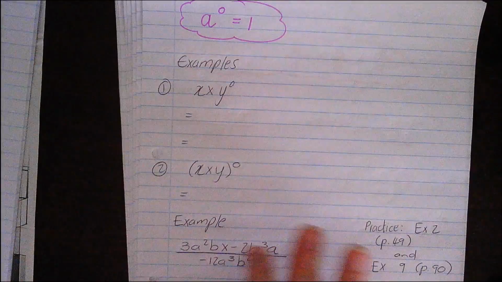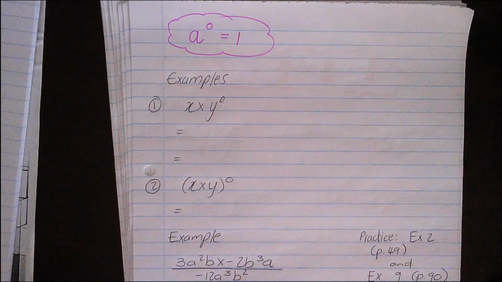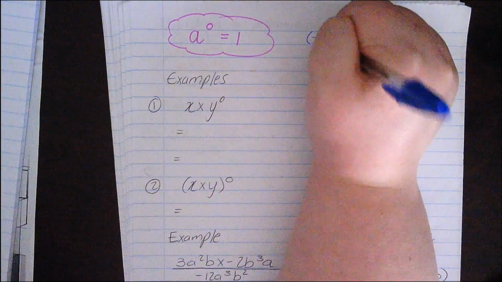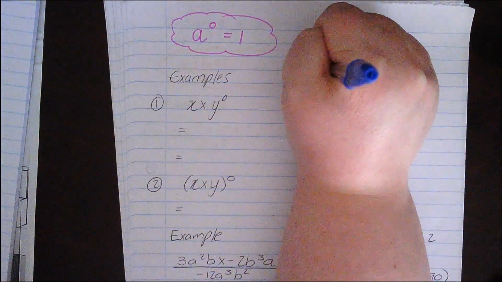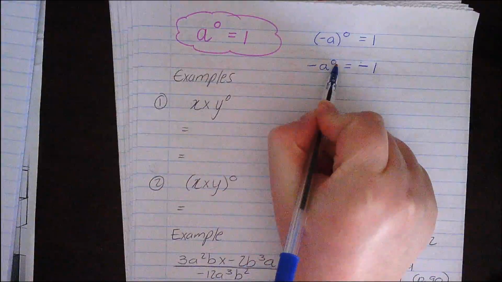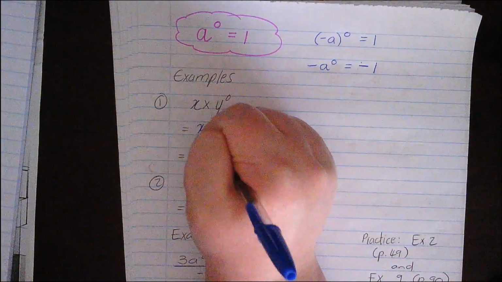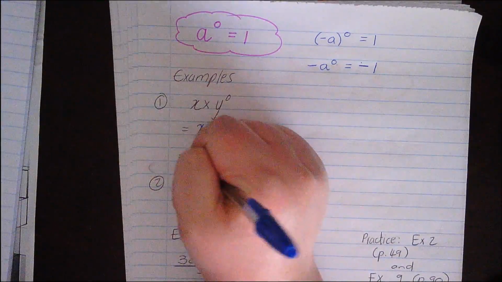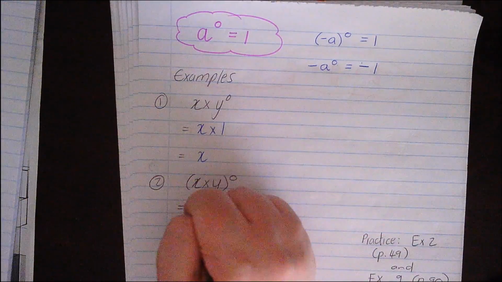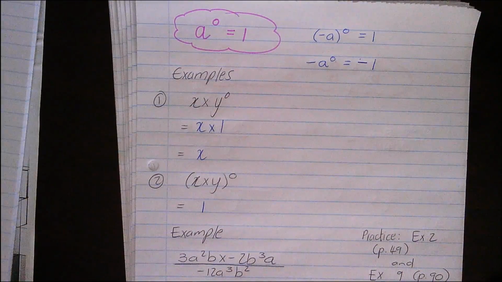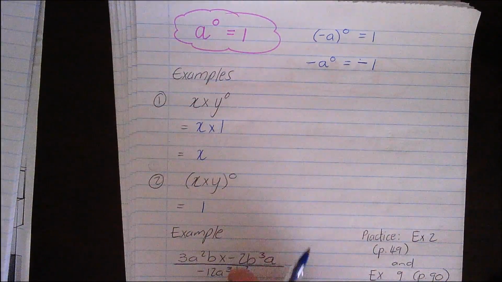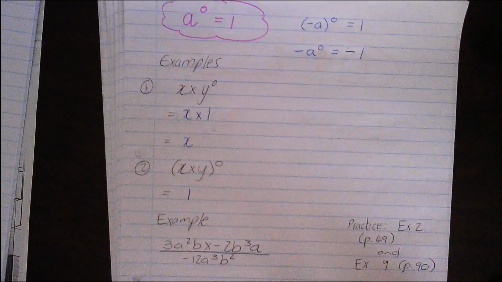Now, just a reminder, boys, that anything to the power 0 is equal to 1. It doesn't matter whether it's negative or positive or anything like that. Negative a, in a bracket, to the power 0 is equal to 1, but negative a to the power 0 is equal to negative 1, because that negative is not part of the 0. Alright, so we have x times y to the power 0 is 1, x times 1 is x. Okay, x times y, all of this in a bracket to the power 0 gives me 1. Your teacher should have explained to you why this is the case. If you are curious, leave a comment or send me a WhatsApp and I will get back to you on that.